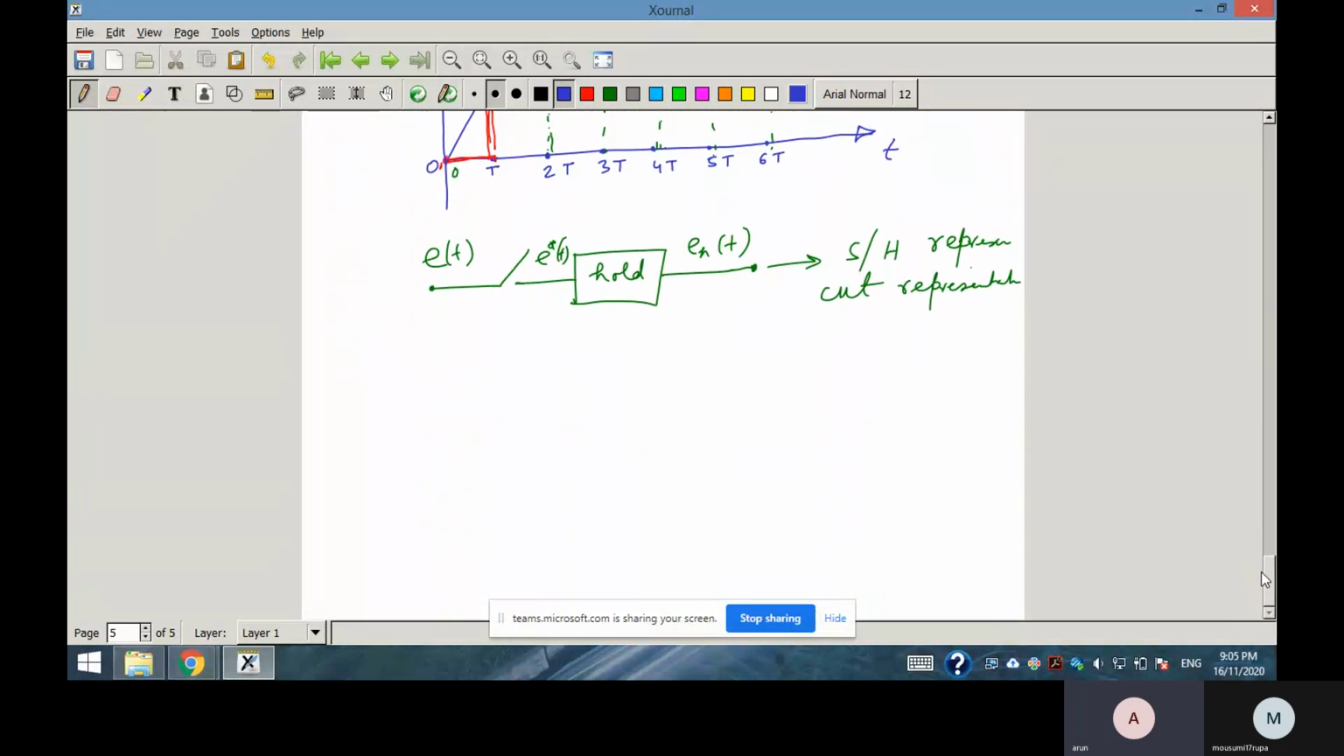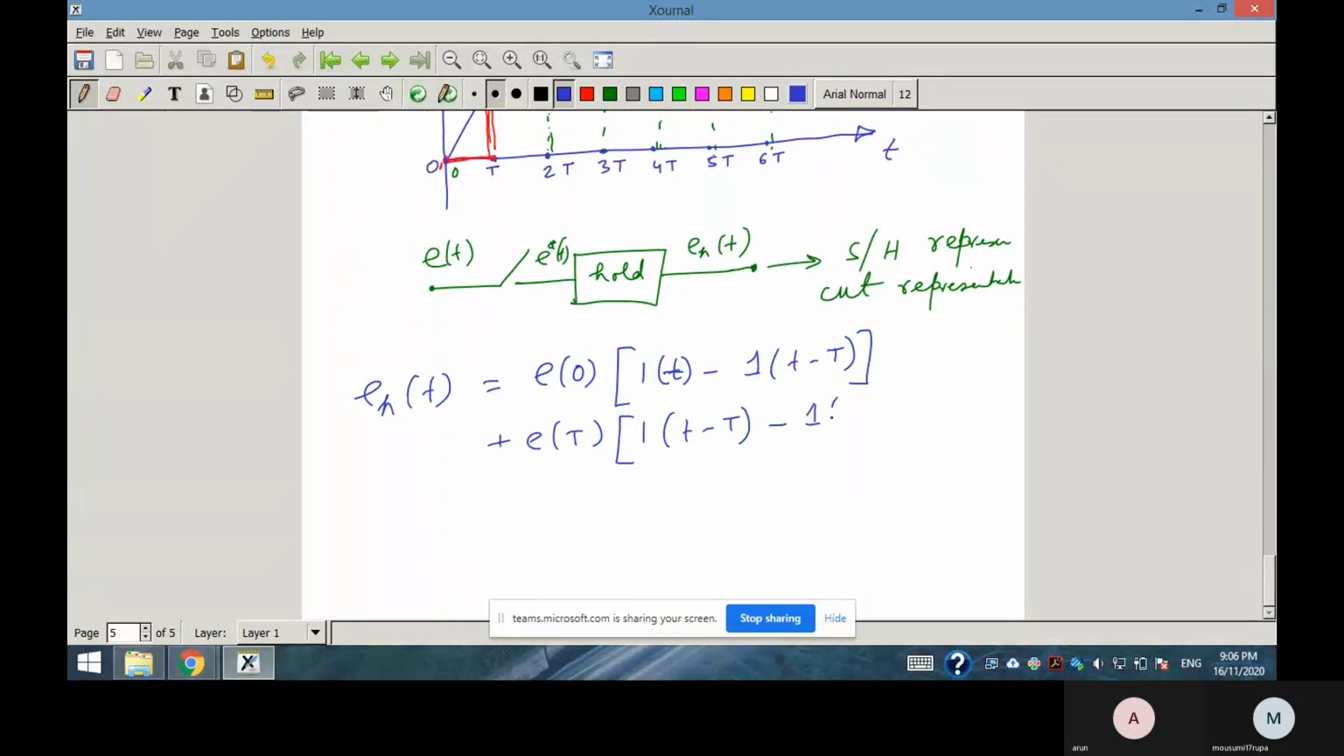So now what is your EH(t)? EH of t you can express like this from the above figure. It is E0 into 1(t) minus 1(t minus T) plus E(T) into 1(t minus T) minus 1(t minus 2T), and so on.